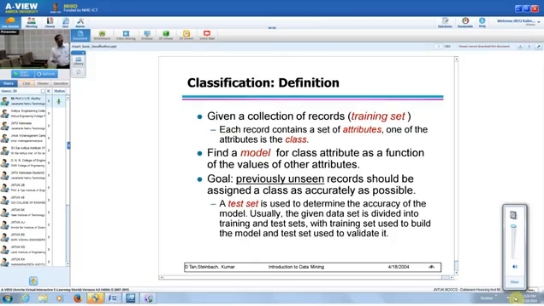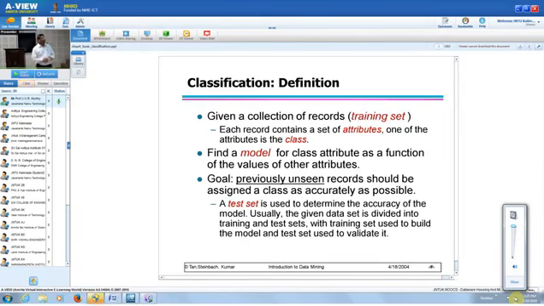Now, each record contains a set of attributes, one of which is the class. You find a model for the class attribute as a function of the values of the other attributes. That means you will find a model, a set of rules, for the class attribute. That means to arrive at this class attribute, these are the rules. What is the goal?